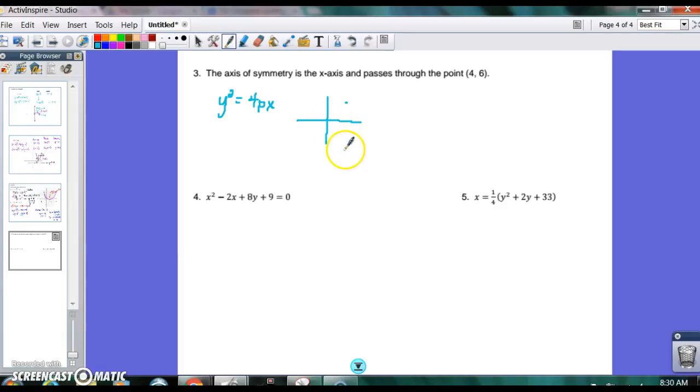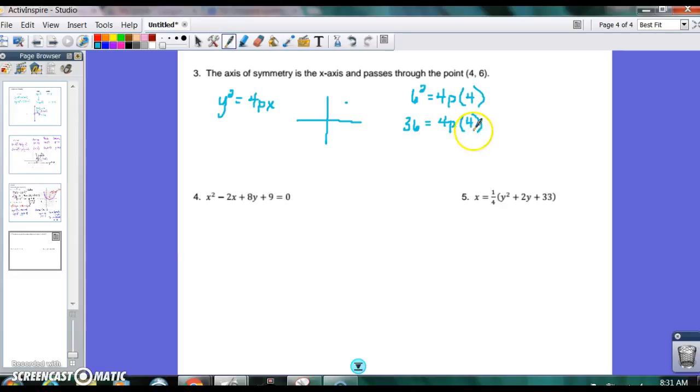I have to figure out what the equation is. So all I'm going to do is substitute 4 in for x and 6 in for y to figure out what p is. So I have 6 squared is equal to 4p times 4, and that gives me 36 is equal to 4p times 4.